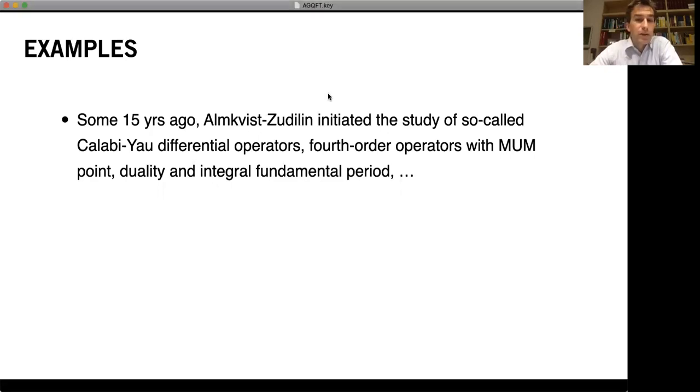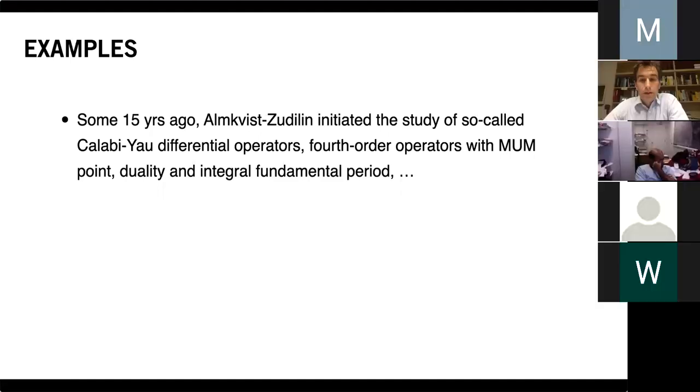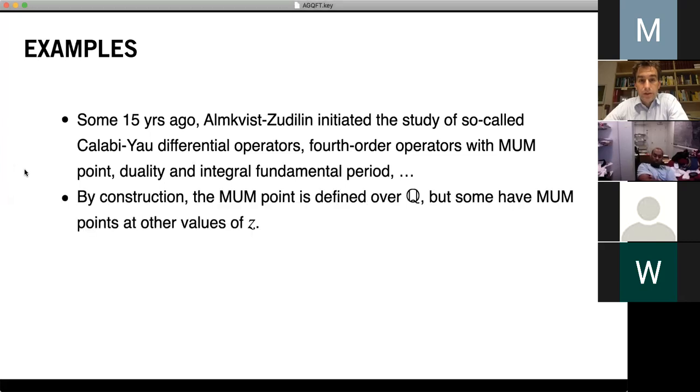But you want to look for examples, and you don't find any. So in fact, one place to look for examples is this list of Calabi-Yau differential equations, which are fourth order operators which have the MUM point and all the properties that you want for Calabi-Yau, or to be interpretable as a Picard-Fuchs of a Calabi-Yau.